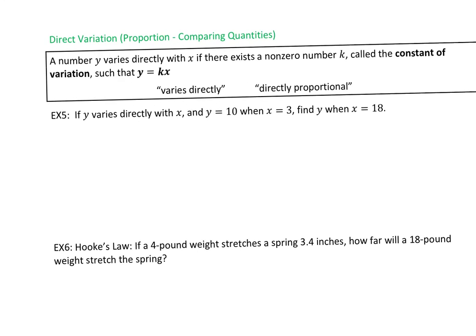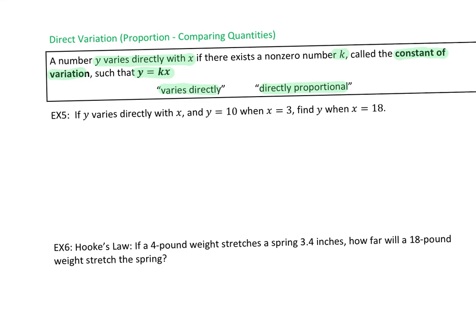So a number y varies directly with x if we can find some non-zero number k. So k here is called our constant of variation, such that this equation is true. y is equal to k times x. When you're solving a direct variation problem, in the words you may see varies directly or directly proportional. If you see those phrases or words, then that tells you it's a direct variation problem, and the equation that you would use is y equal to kx.